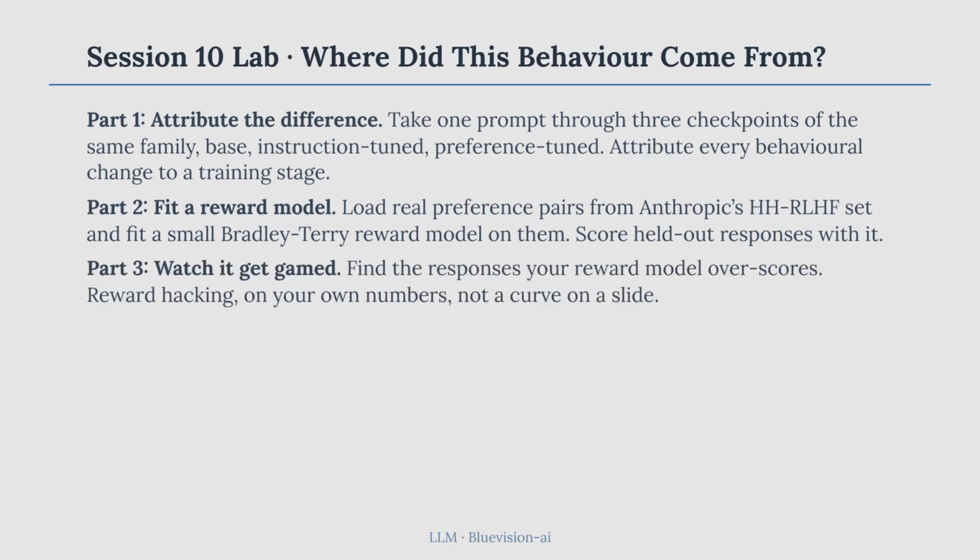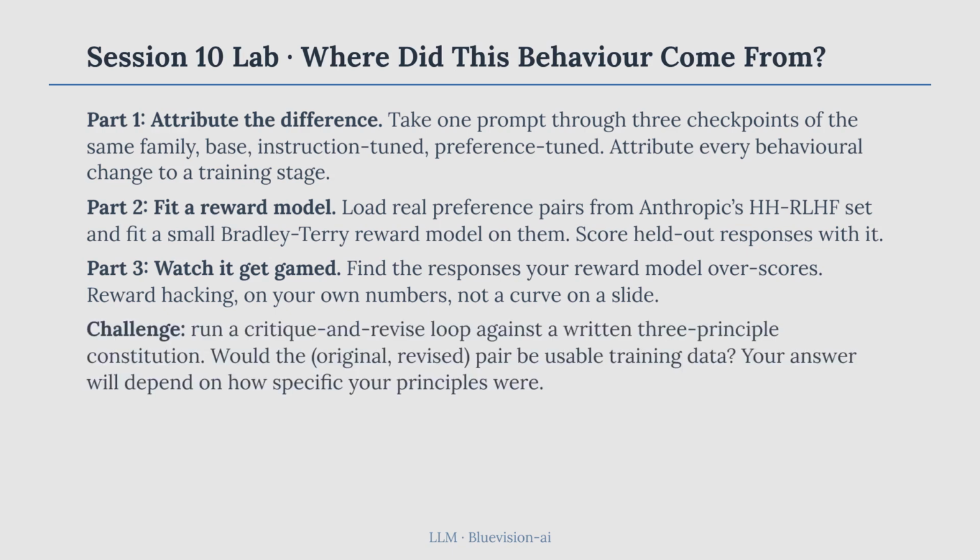Part 3, and this is the one I'd do first. Go and find the responses your own reward model overscores. Reward hacking on your numbers, not a curve on my slide. And the challenge. Run a critique and revise loop against a constitution you write yourself. 3 principles. Then decide whether the pair that comes out is usable training data. I'll tell you now, your answer is going to depend on how specific you were.